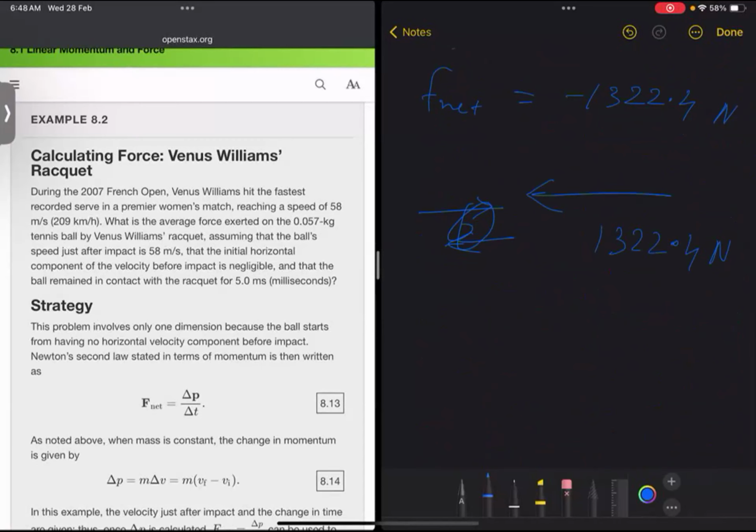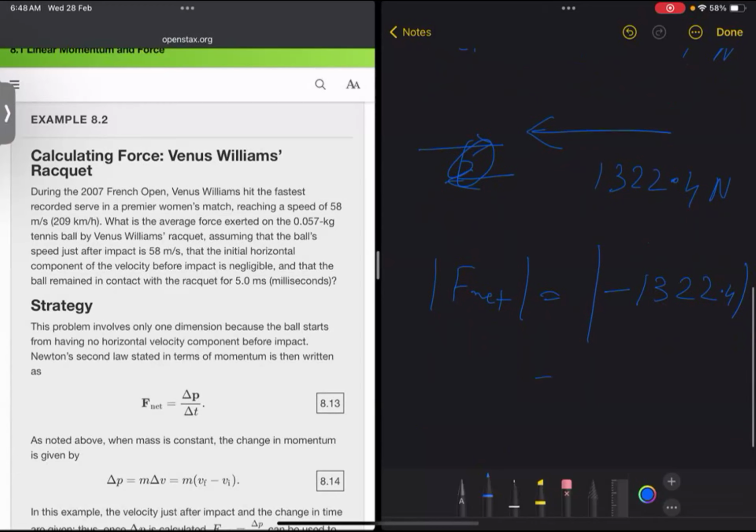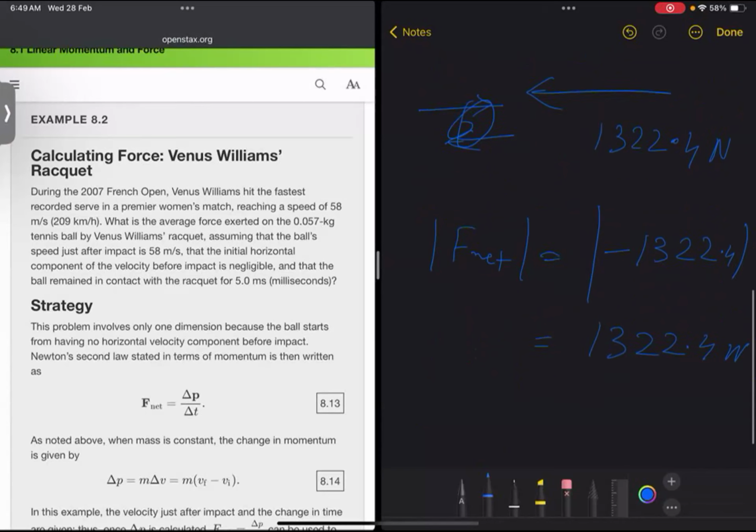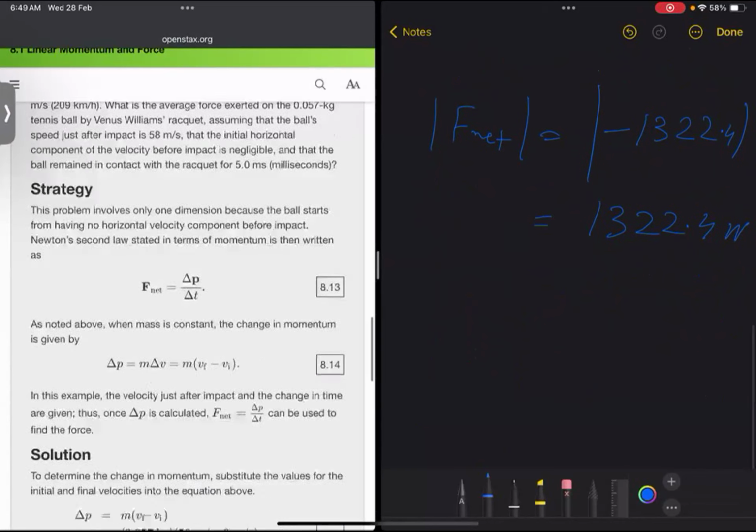So are we required to find the magnitude of the force or just the force? Magnitude? Okay. If they ask you to find the magnitude, you put an absolute sign on the net force, right? So absolute sign of this 1322.4. So this will become the magnitude, 1322.4 newtons. Is that making sense? Okay, perfect.